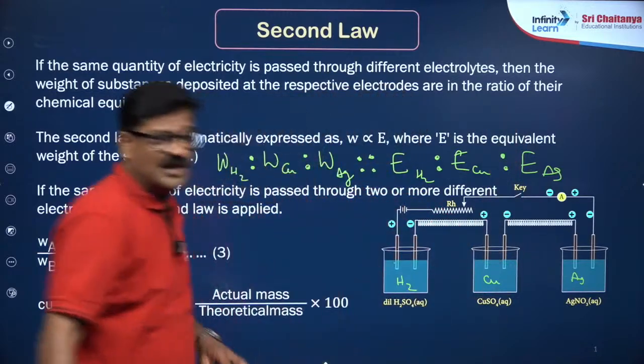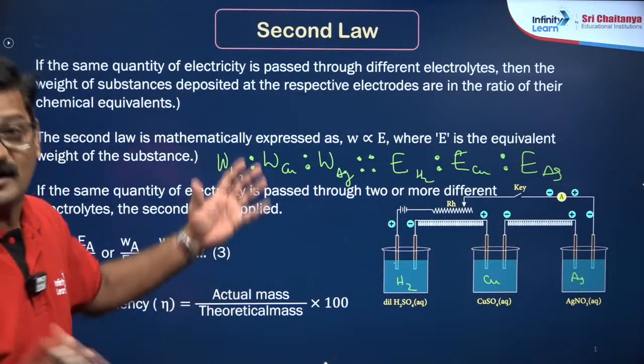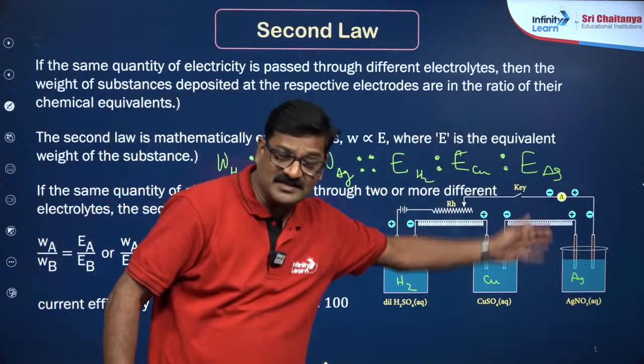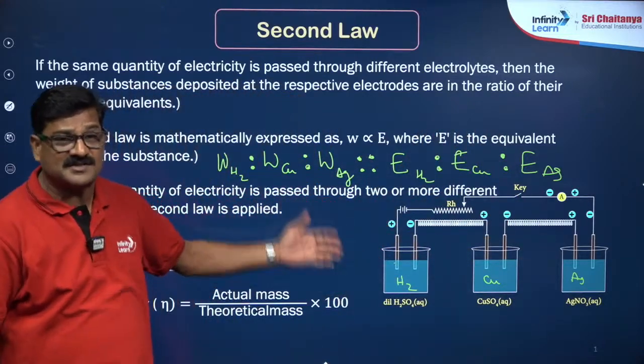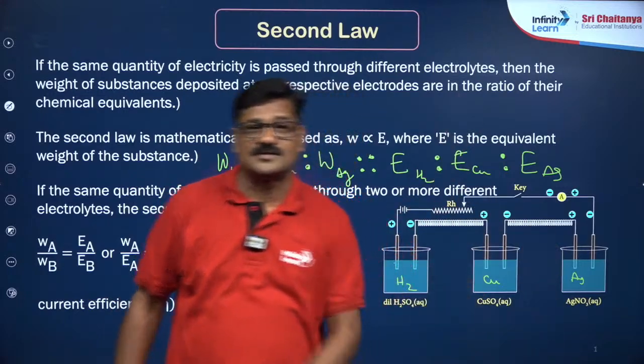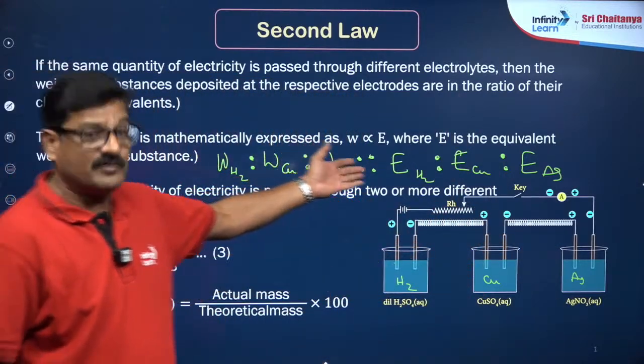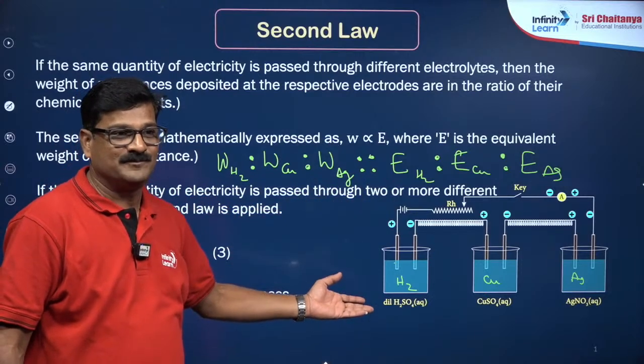That's what is said. When an equal quantity of electricity is passed through the electrolytes that are connected in series, the masses of the substances deposited at the respective electrodes are in the ratio of their respective equivalent weights. That's it. Understood?